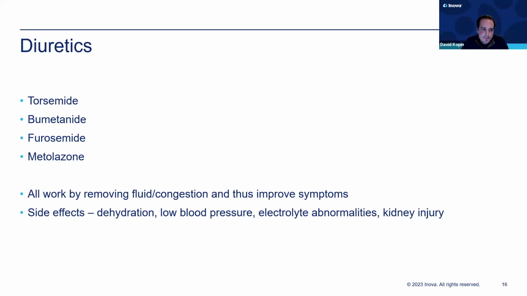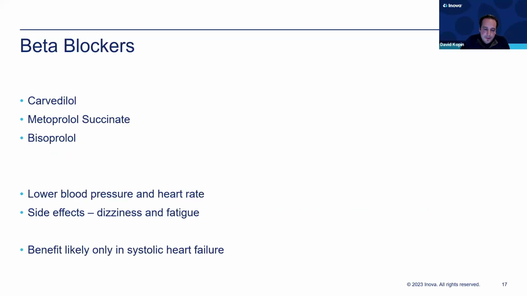and metolazone. The side effects associated with these, as you may expect, could be dehydration if we take off too much fluid, low blood pressure, electrolyte abnormalities, in particular low potassium, and sometimes kidney injury. In general, these medications are for symptom benefit and do not carry with them a survival benefit, but very helpful for symptoms. Next, we have beta blockers.